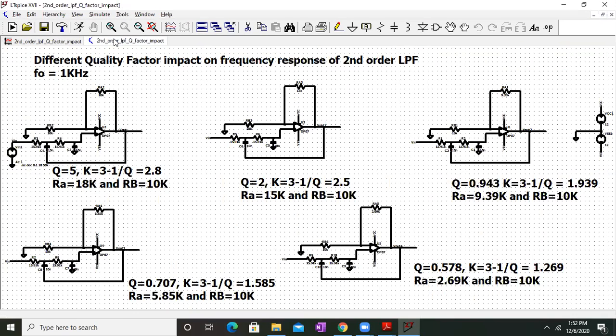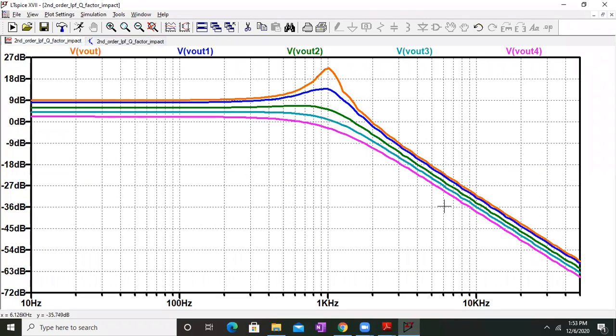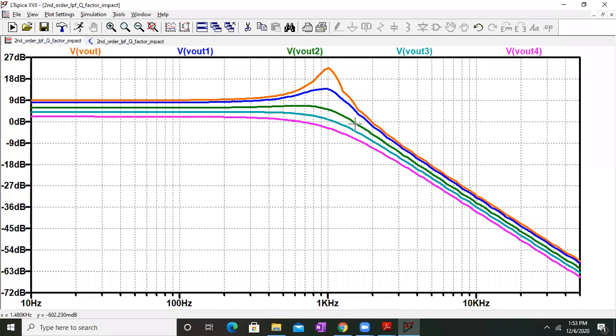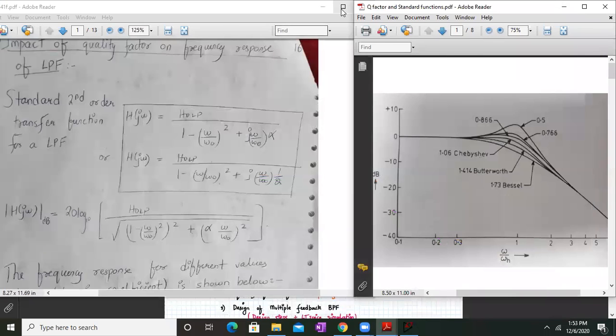So these are the impacts of different quality factors on the frequency response of a second order low pass filter, using KRC filters basically. Different values of Q with different values of K. As you can see, as K reduces, you get a flatter and flatter response. The best one is my Butterworth response, the light blue curve, where Q is 0.707. There is a smooth transition from the passband to the stop band. Okay, so let us proceed further.